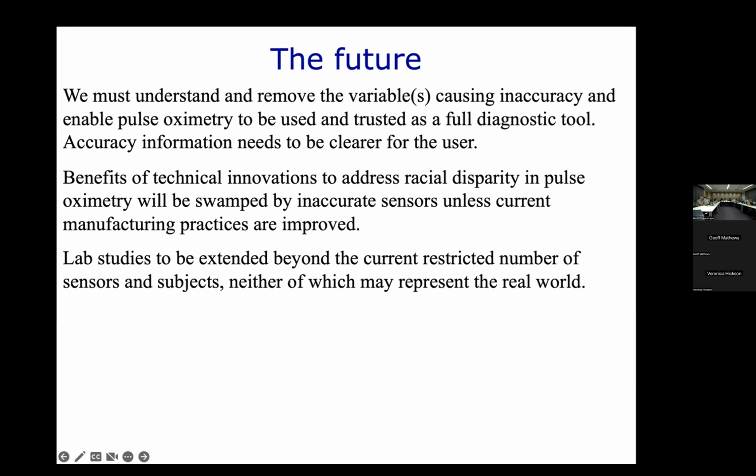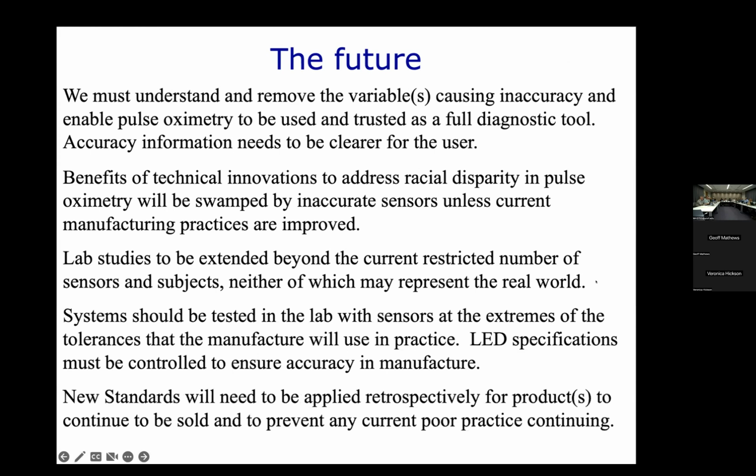Can you click on a couple, please? So new standards will need to be applied retrospectively, because we wouldn't want to leave any poor practice still in place.